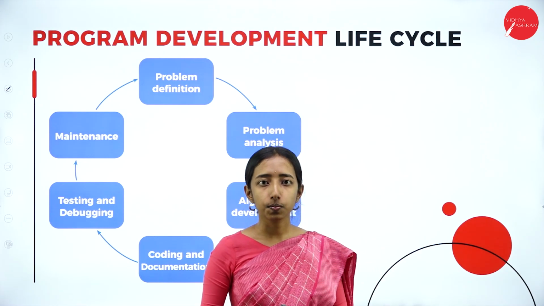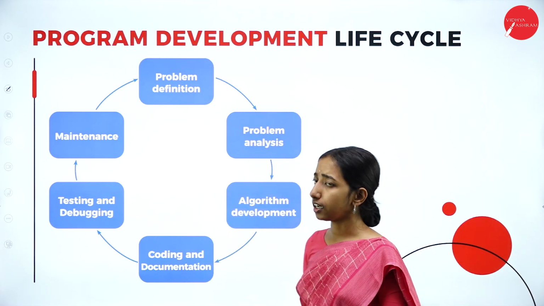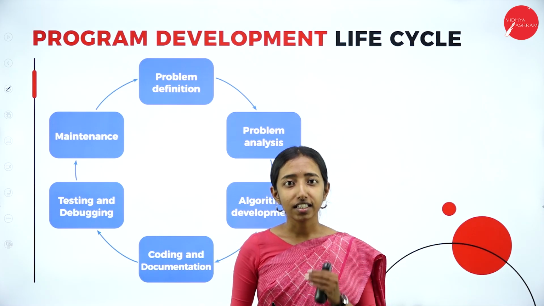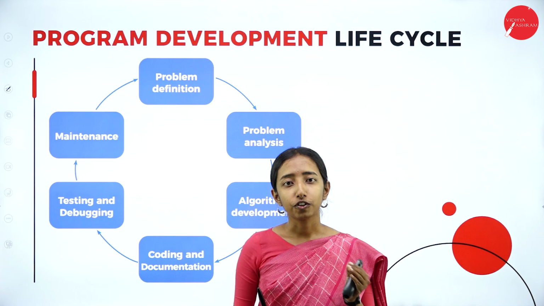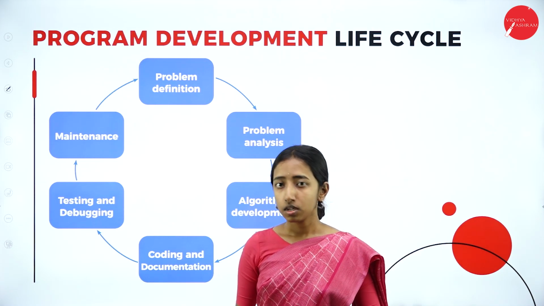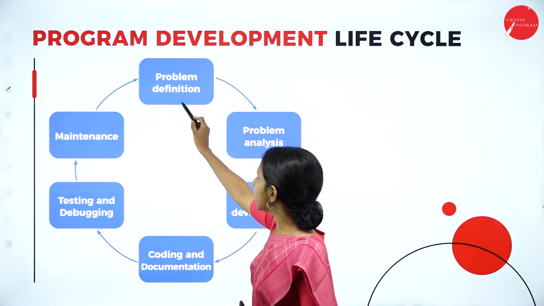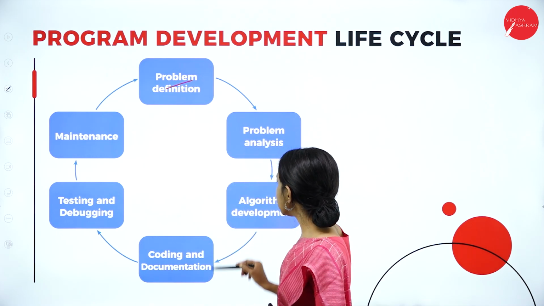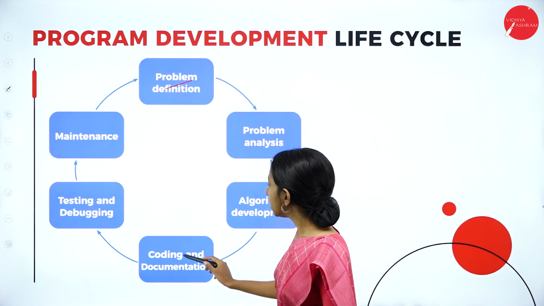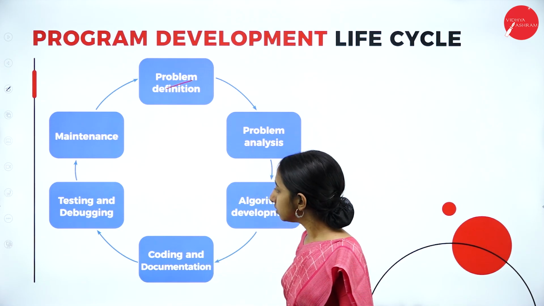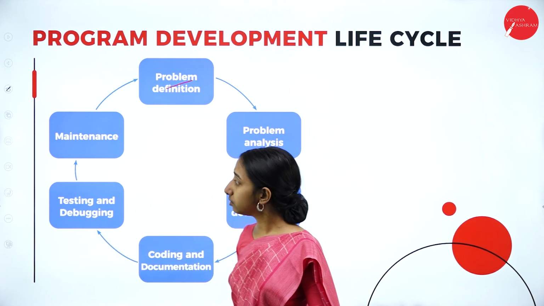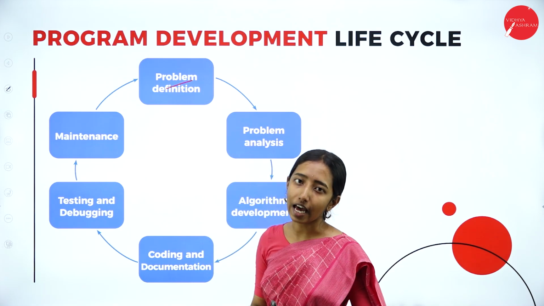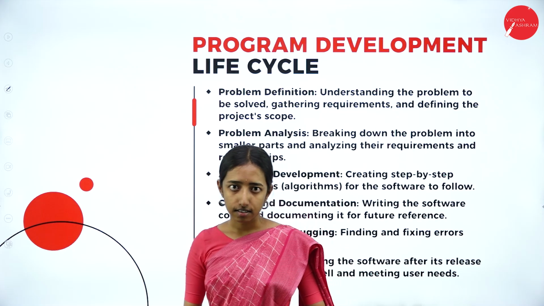The next thing is the program development cycle. For everything, there is a beginning and an end. In the same way, there is a beginning and an end for a program or a problem. Now you can see the first thing is problem definition. Next, problem analysis, algorithm development, coding and documentation, testing and debugging, and maintenance. So this is the program development life cycle. So what are all these things?